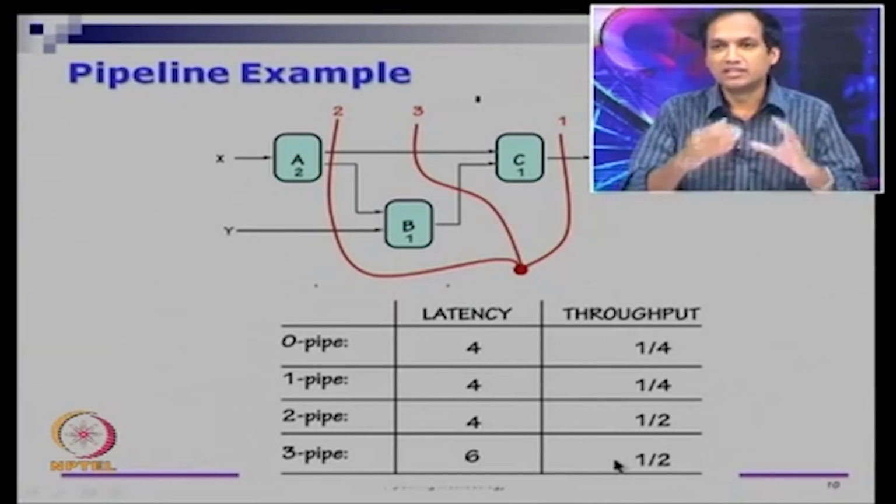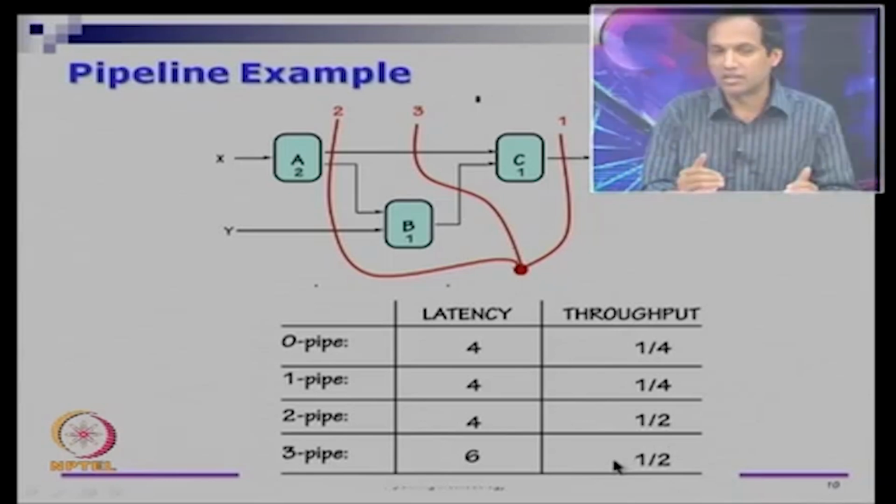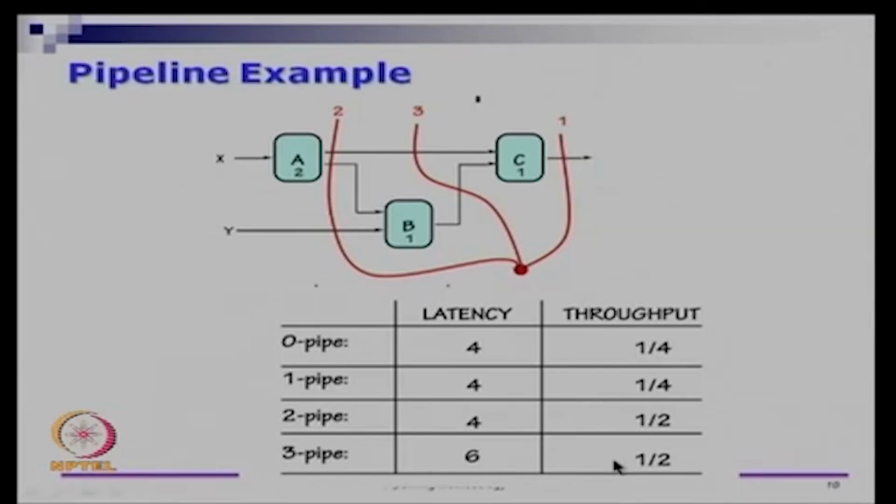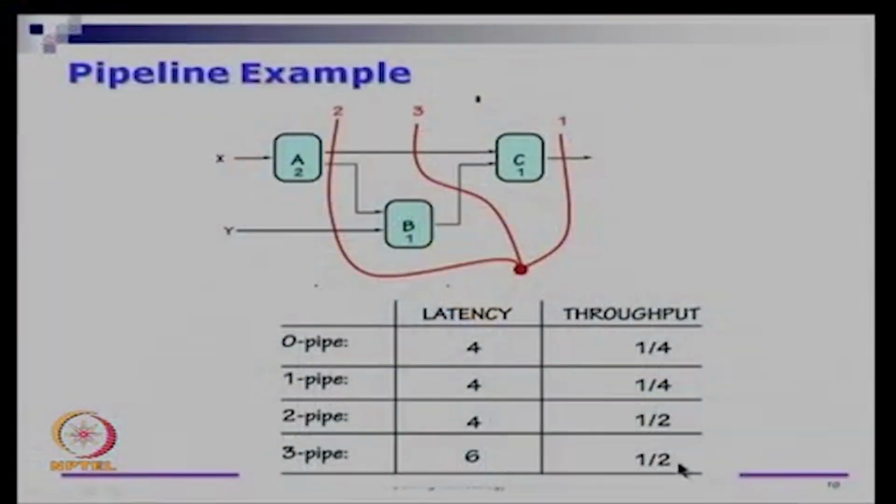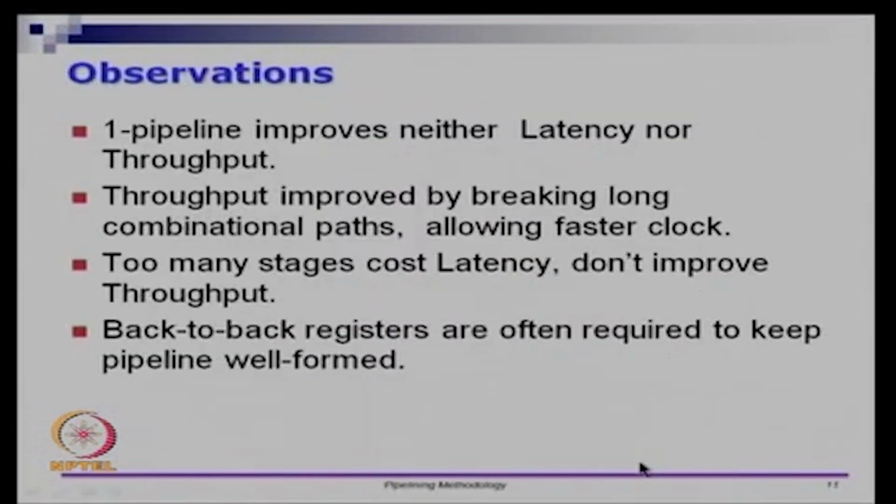At some point, the circuits can hit a point of no return, which means you have increased the latency without increasing the throughput, and that is something that we should avoid. In this example, it is very clear that we have increased the latency unnecessarily to 6 time units without increasing the throughput. So, the observations are that the one pipeline does not improve the latency or throughput, it improves neither.